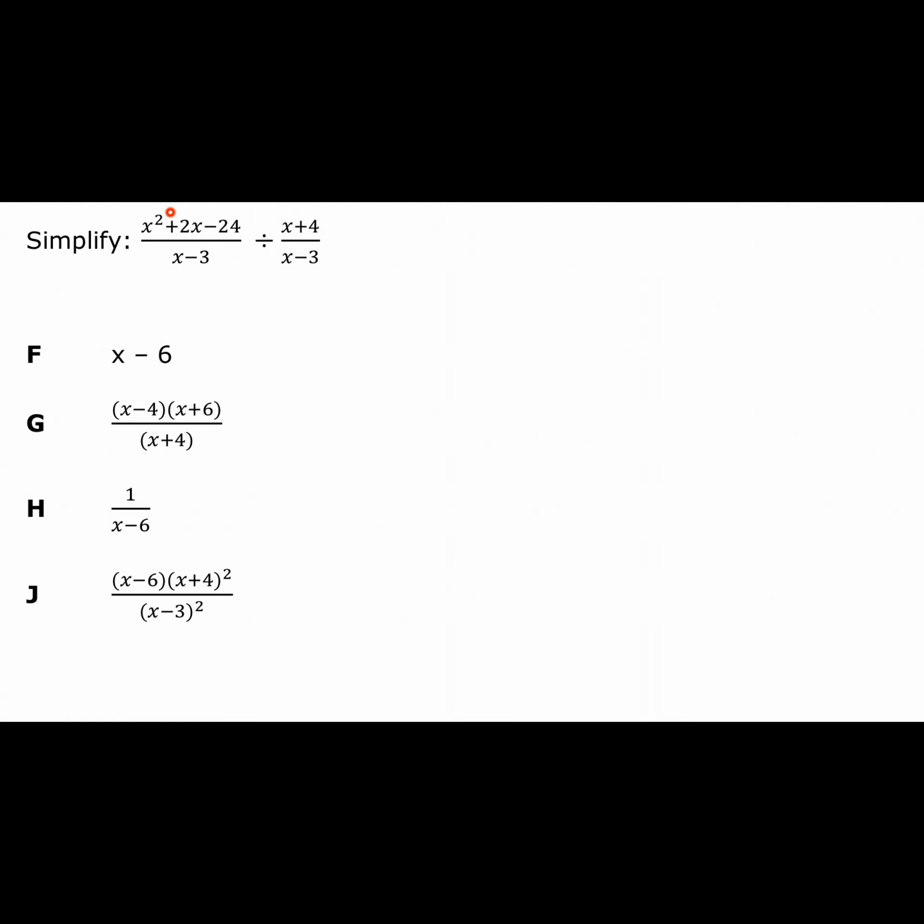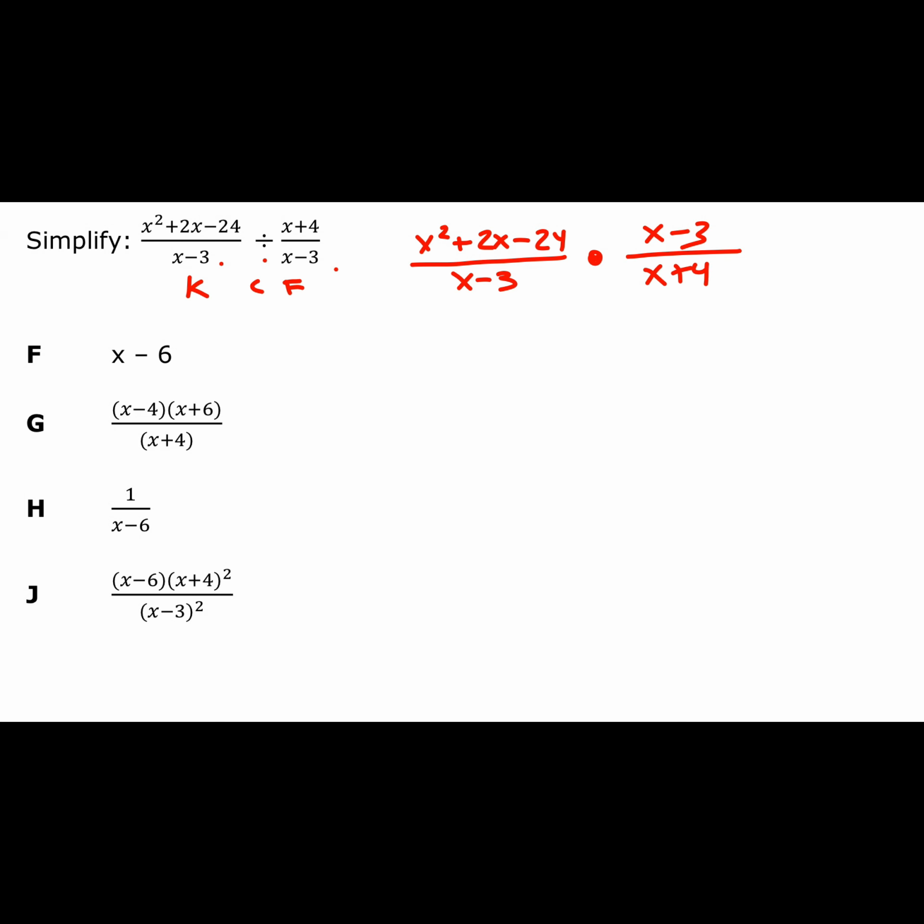Okay, question number 4 asks us to simplify this expression. This is the division of two rational expressions. So the first thing we need to do is keep, change, flip. We need to keep the first fraction, change division to multiplication, and flip the second fraction. So we end up with x squared plus 2x minus 24 all over x minus 3, and this is now being multiplied by x minus 3 all over x plus 4.